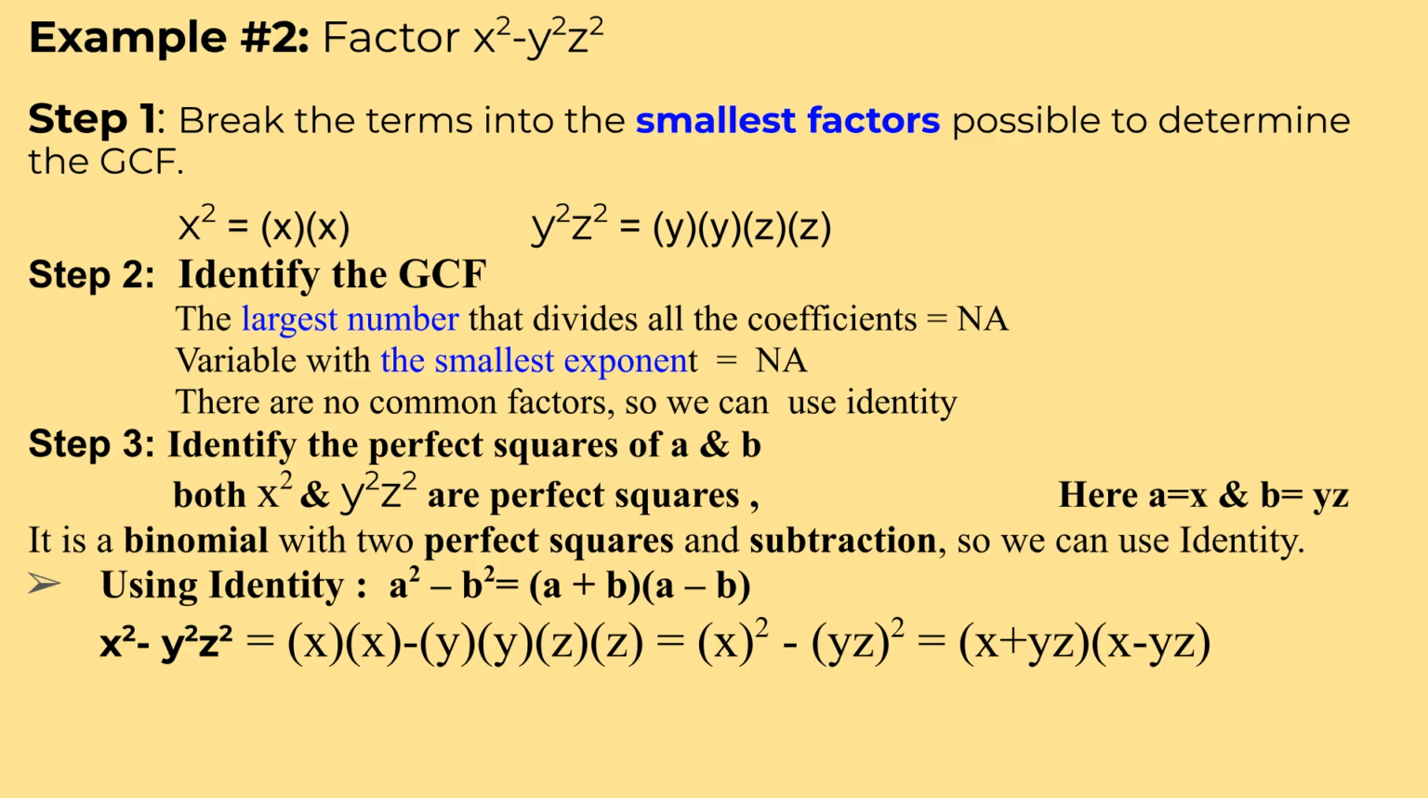Since there are no common factors, you look for a special factoring pattern. The expression x squared minus y squared z squared is a binomial with a subtraction sign, and both terms are perfect squares. Identify a and b. We identify a as x and b as yz. So we can apply the difference of squares identity to get the factors. The factors of x squared minus y squared z squared are x plus yz times x minus yz.